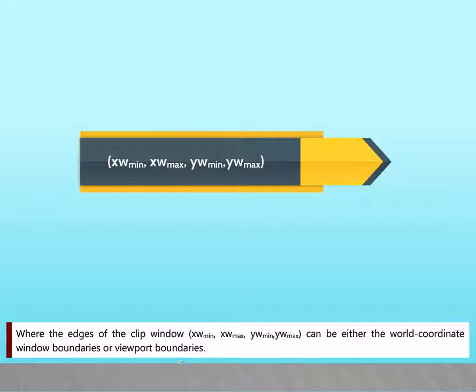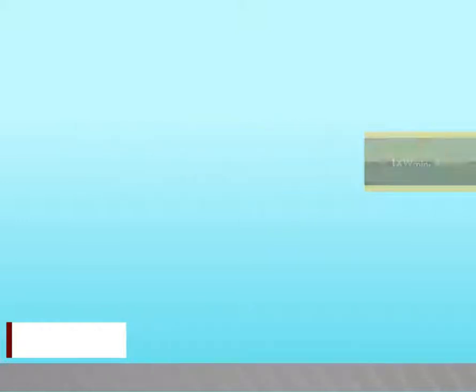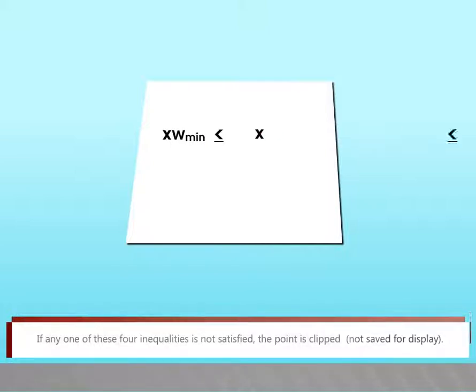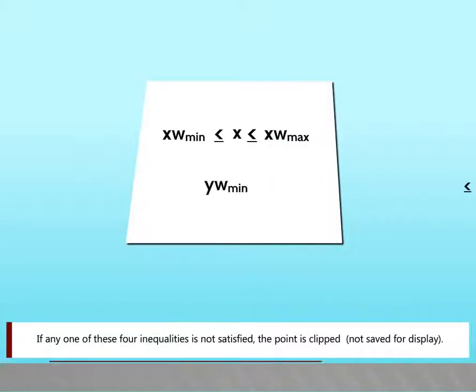Where the edges of the clip window, that is xw minimum, xw maximum, yw minimum, yw maximum, can be either the world coordinate window boundaries or viewport boundaries. If any one of these four inequalities is not satisfied, the point is clipped, that is not saved for display.